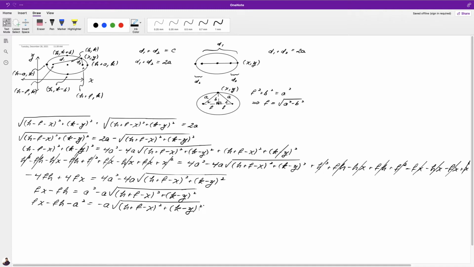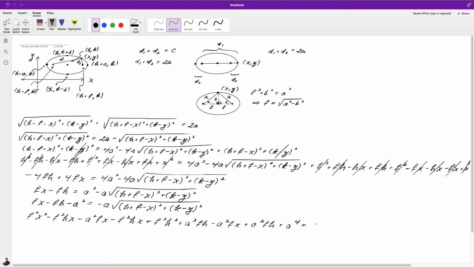Okay, squaring both sides, we're going to have here f squared x squared minus f squared hx minus a squared fx minus f squared hx plus f squared h squared plus a squared fh, minus a squared fx plus a squared fh plus a to the fourth. Okay, that's what happens when I square that left-hand side.